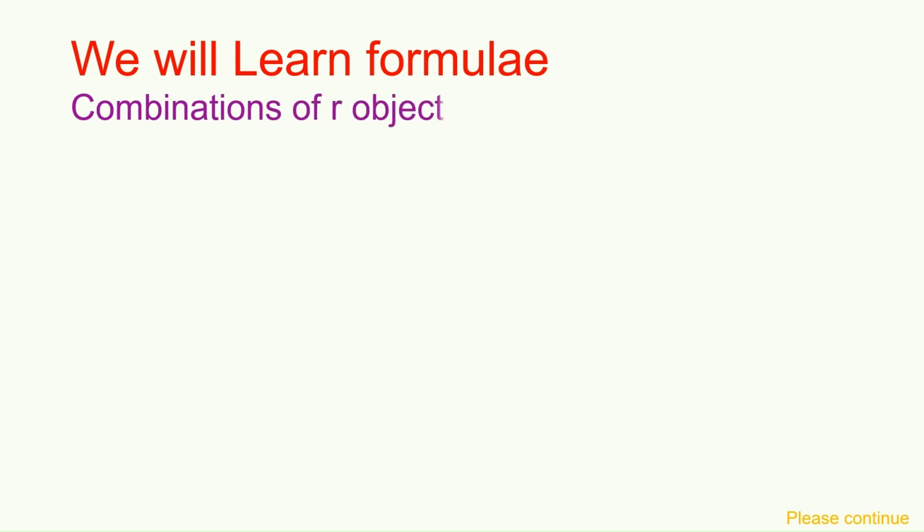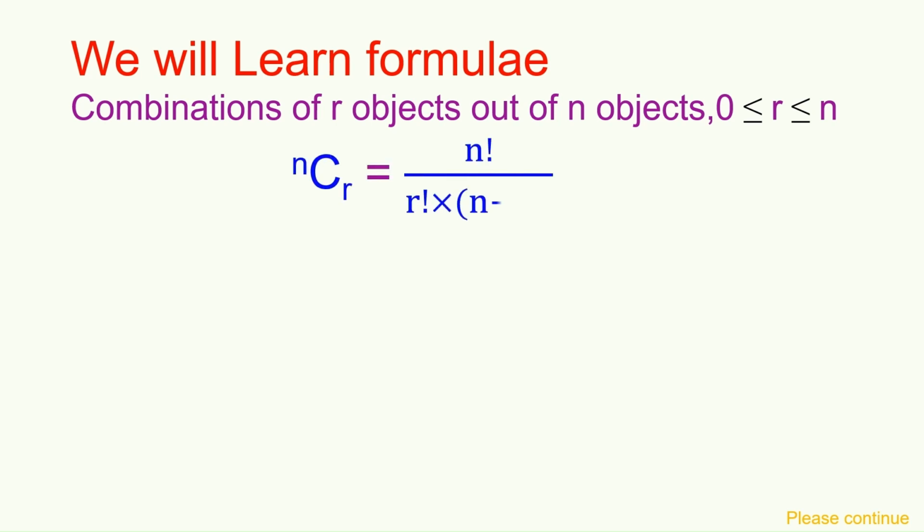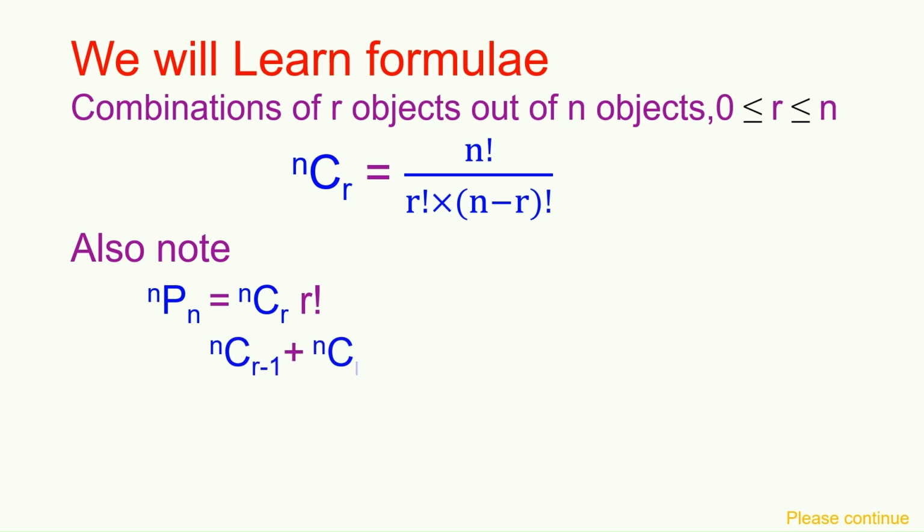Combinations of r number of objects out of n number of objects, where 0 is less than or equal to r, which is less than or equal to n. nCr equals factorial n divided by factorial r times factorial n minus r. Also note other formulae.